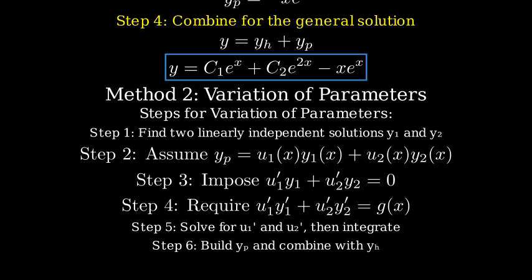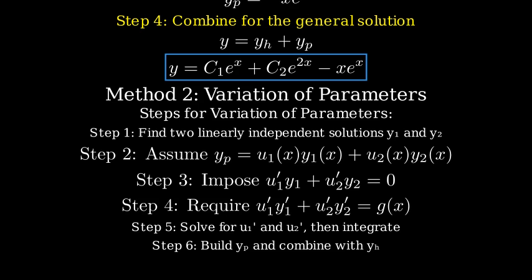Step 2. We assume a particular solution of the form y_p = u₁ cos(x) + u₂ sin(x). Step 3. We impose the condition u₁' cos(x) + u₂' sin(x) = 0. Step 4. And we require u₁' times negative sin(x) plus u₂' cos(x) equals tan(x).